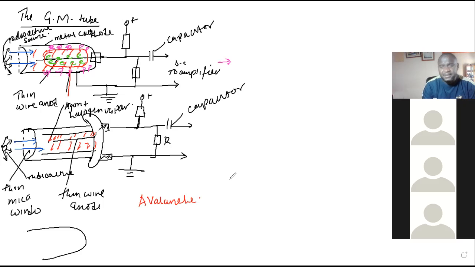So a halogen vapor is a gas which is brought into the chamber to absorb the energy of the ions that have been formed by secondary ionization. And with that, we would minimize production of ions by secondary emission. Hence, we shall be in a position to control the avalanche that would have been formed by using the halogen vapor.